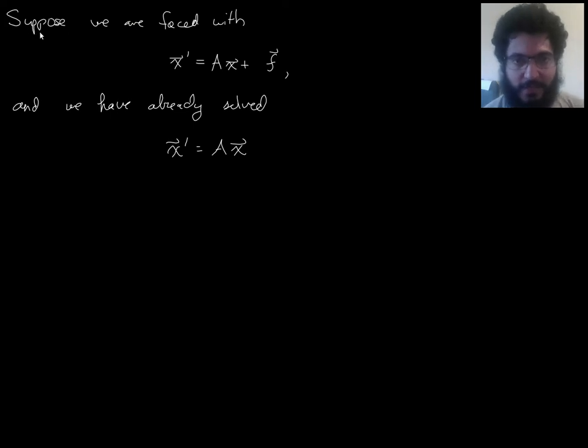So let's suppose that we are faced with one of these linear non-homogeneous differential equations. So here you can have this function of t, f. It should say f of t really, but I don't want to write that every time. So just remember f is a function of t. We're faced with this, and suppose that we have already solved the homogeneous differential equation.